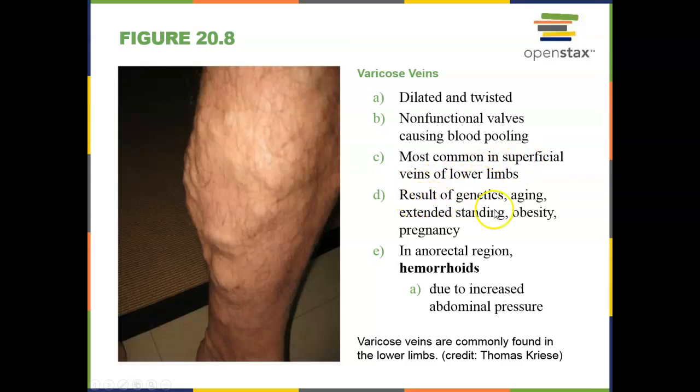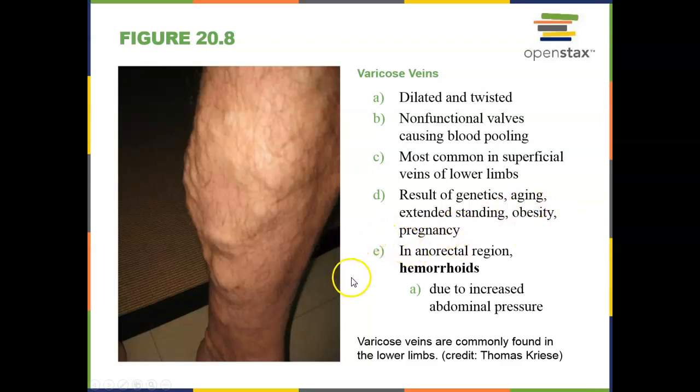And reasons for this are standing for long periods of time. So if you have a job where you're on your feet for 8 or more hours every day, that can cause varicose veins to occur. Genetics, so if your parents have varicose veins, you're more likely to have them. As you get older, you're more prone to varicose veins. If you are overweight or obese, or pregnancy can cause varicose veins.